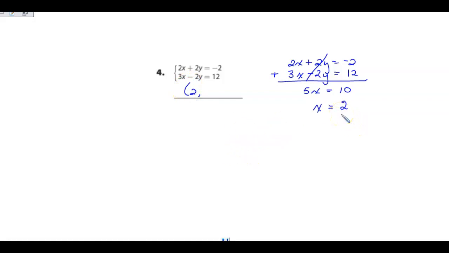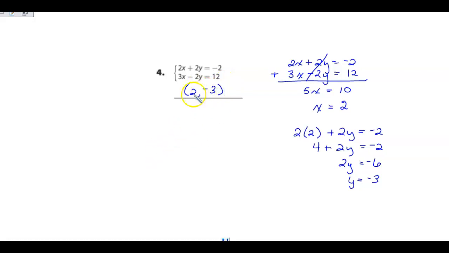Replacing x with 2 in one of the equations, let's go ahead and do the first one. 2 times 2 plus 2y equals negative 2. 2 times 2 is 4. Subtract 4 from both sides. I get 2y equals negative 6. Divide by 2, and I get y equals negative 3. So my ordered pair is 2, negative 3. That's our solution to this system.